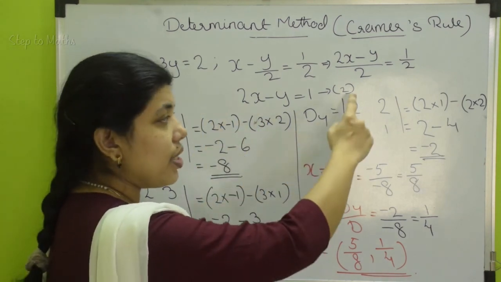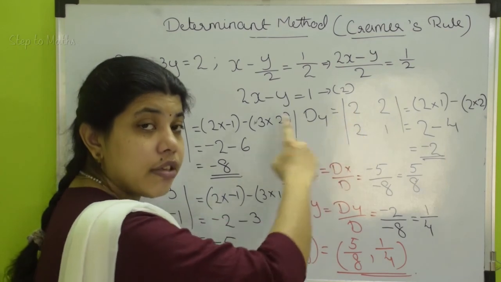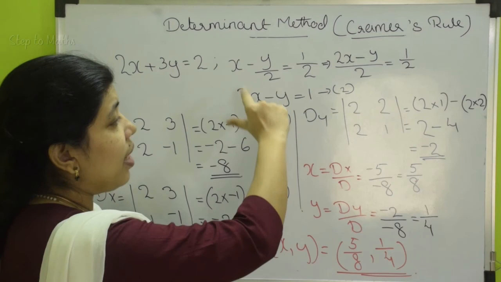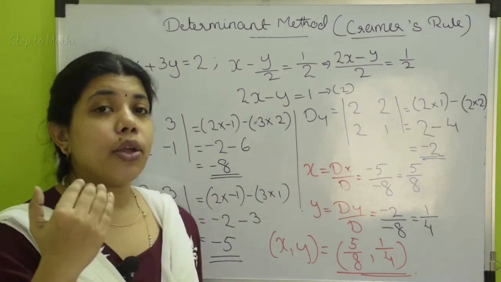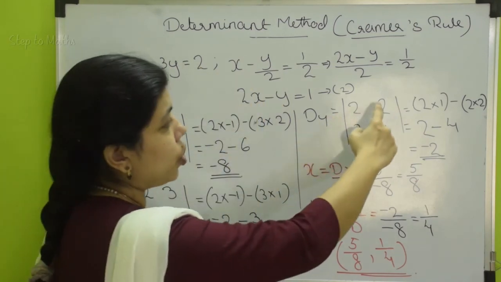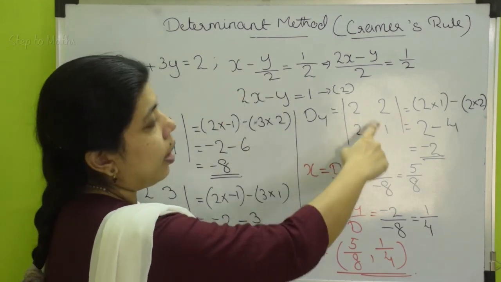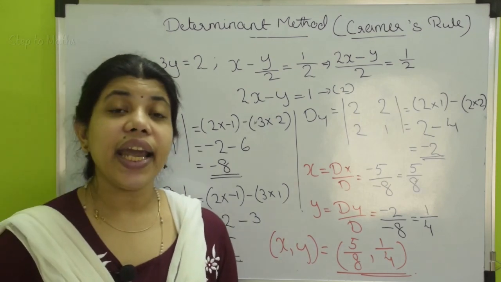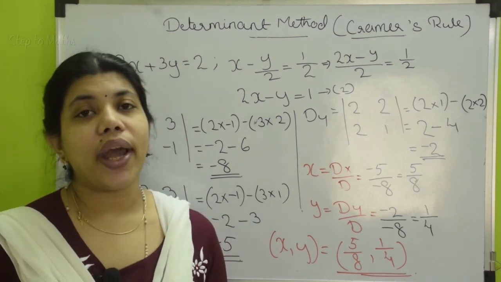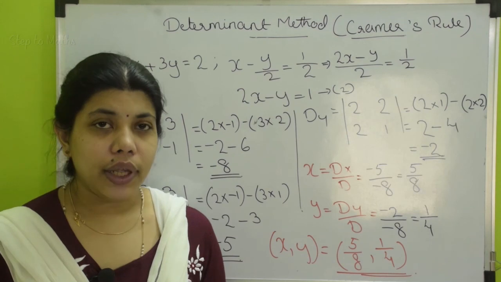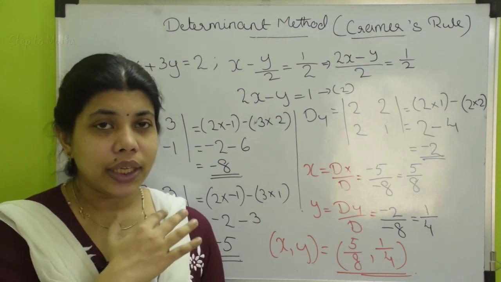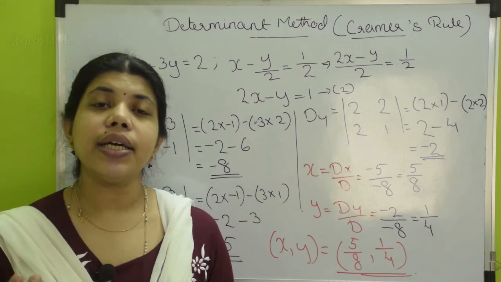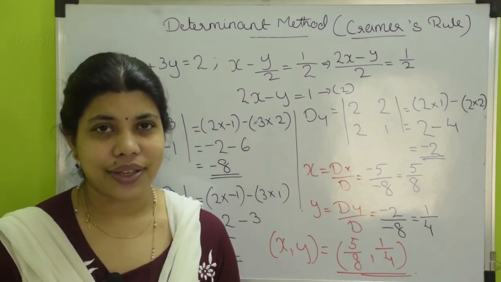Similarly, for dy the first column is coefficients of x and the second column, the coefficients of y, is replaced by constants. Then find its values, and x is dx upon d and y is dy upon d. Using this Cramer's rule, we can easily solve the simultaneous equations.